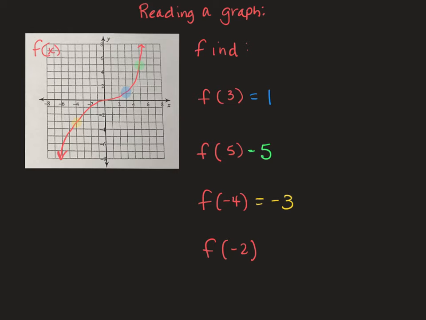And then, let's make it this one. Sorry, I'm changing colors. Last one says -2. So we're going to go out to -2. I want to know what the value is right there. And that looks to be -1. I just read my graph.